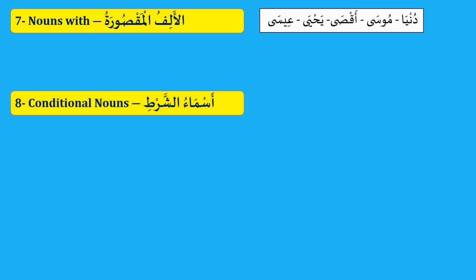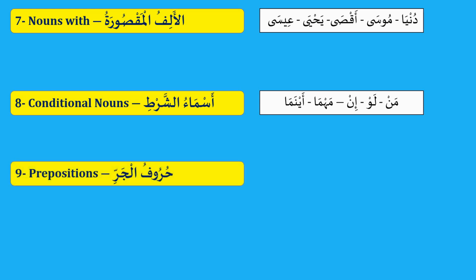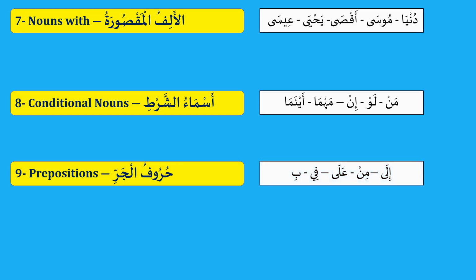Number 7, nouns with alif maksura. Example, dunya, Musa, Aqsa, Yahya, Isa. These remain the same in all conditions. Number 8, Asma'u shart, conditional nouns. Man, law, in, mahma, aynama, etc. Huruf al-jar, prepositions, the last one: ila, min, ala, fi, bi, and these also remain the same in all conditions.